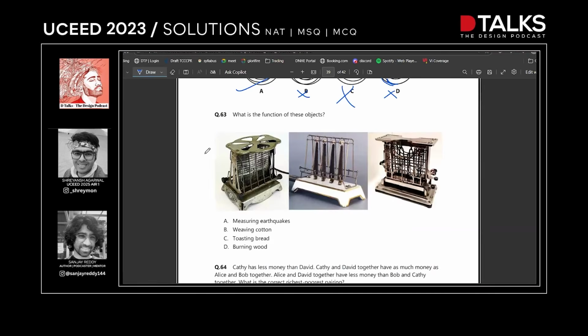What is the function of these objects? These are all old toasters. Nothing much to say about it.